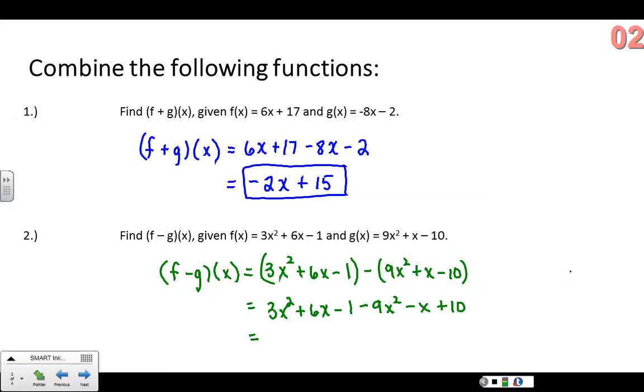Then just combine your like terms. 3x squared minus 9x squared is negative 6x squared. 6x minus 1x would be plus 5x. And then lastly, negative 1 plus 10 would be plus 9.